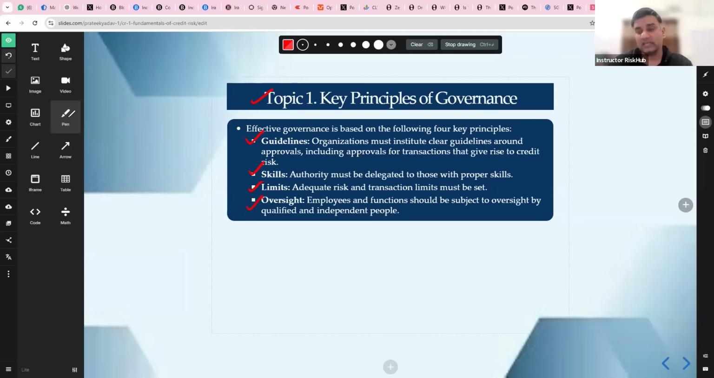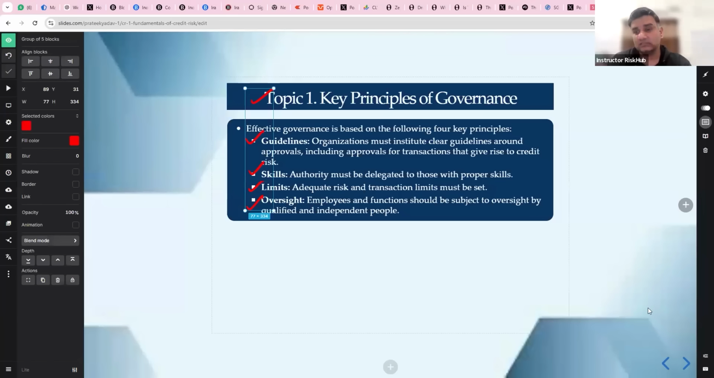Then we have oversight, where independence matters. If the person taking the risk is also reviewing the risk, it collapses, right? So oversight ensures the first line is monitored, conflicts are controlled, policy breaches are escalated. This links back to your 3 lines of defense, your board risk committee, and internal audit. Okay, so that is what we need to understand.